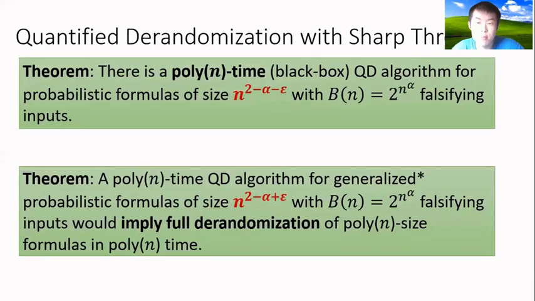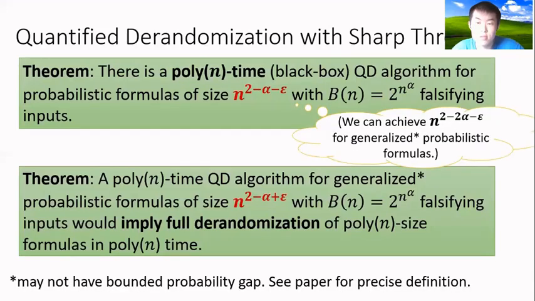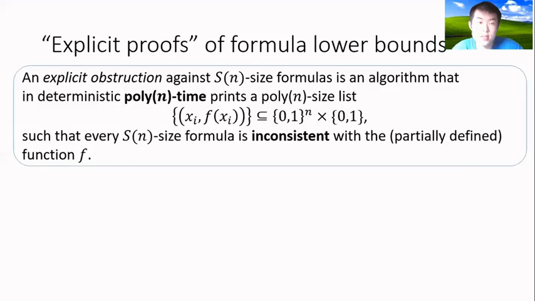Here we omitted the technical definition of generalized probabilistic formulas. In this generalized setting, we also have a quantified randomization algorithm, although the size that we can achieve is smaller. Next, we consider explicit obstruction against formulas, or we can call it explicit proofs of formula lower bounds.